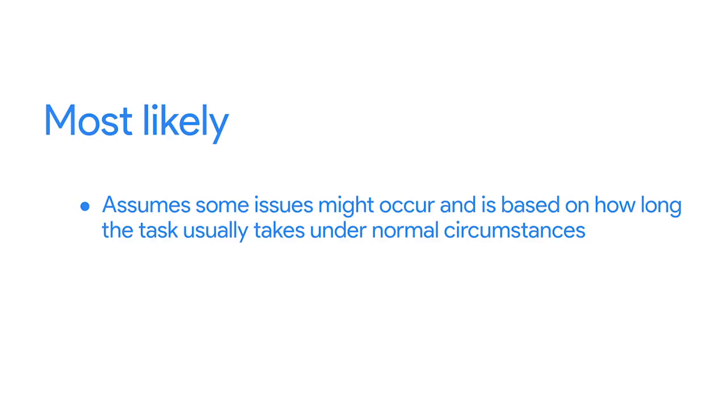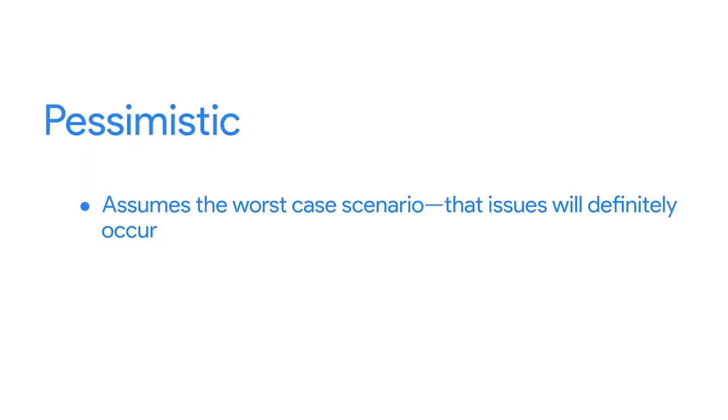For example, if all the supplies needed for a task come in early and everything works the way it's supposed to. A most likely estimate assumes some issues might occur. Another way to think about a most likely estimate is that it is based on how long the task usually takes under normal circumstances. Like if the supplies arrive at the expected time and you only need to make some slight adjustments before everything eventually works the way it's supposed to. And finally, a pessimistic estimate assumes that issues will definitely occur. This is where everything that could go wrong does go wrong. For example, if the supplies are late, or the order is incorrect and nothing works the way it's supposed to.